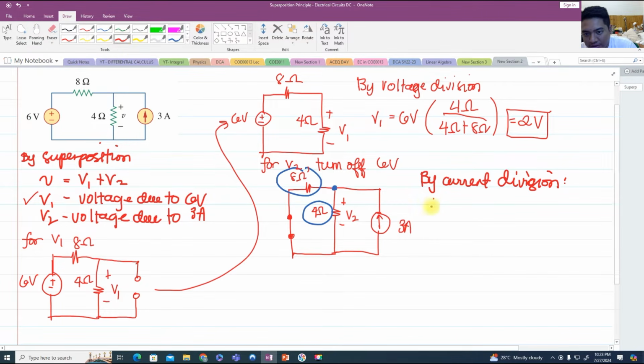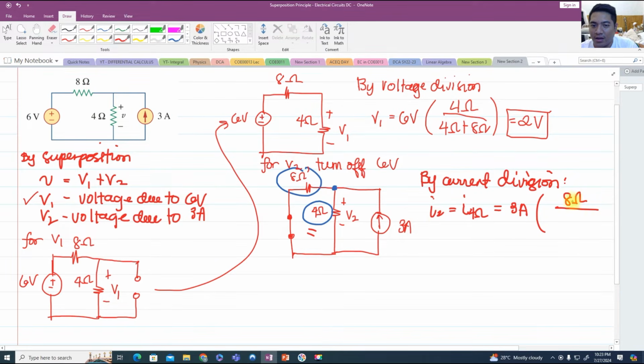So that I2 is the current through the 4 ohm resistor, or let's say I sub 4 ohms. Okay, so what will happen? You have 3 amperes. Take note, what we are trying to get is the 4 ohms, so our numerator will be 8 ohms. It's different from voltage division, where the voltage you are trying to find should be the numerator. In current division, it's the opposite.